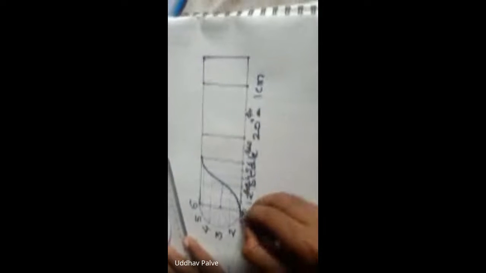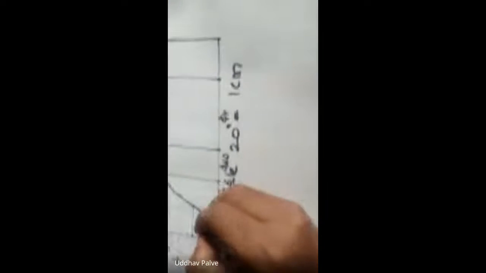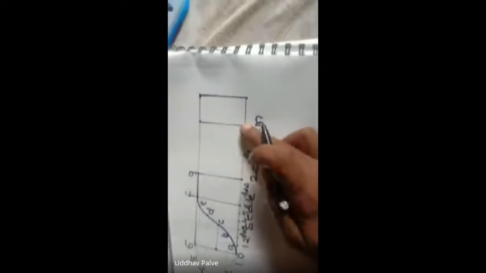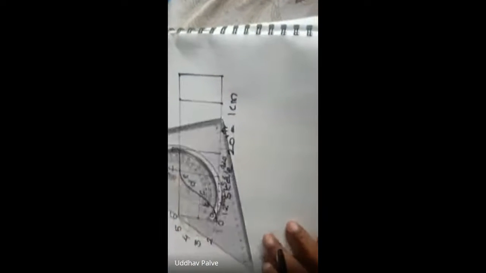Okay. Now let me name these points. This is A, this is B, this is C, this is D, this is E, and this is F. Then I have a dwell, FG, dwell. Now the next part is drawing uniform acceleration and deceleration during the return of the follower. So what we are going to do, first divide this into 6 equal parts.